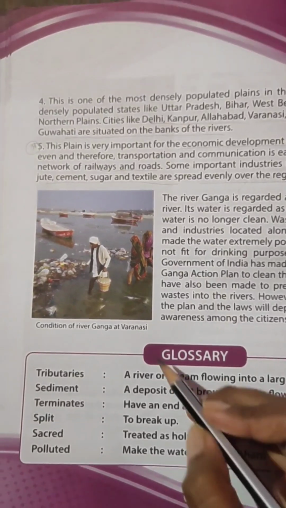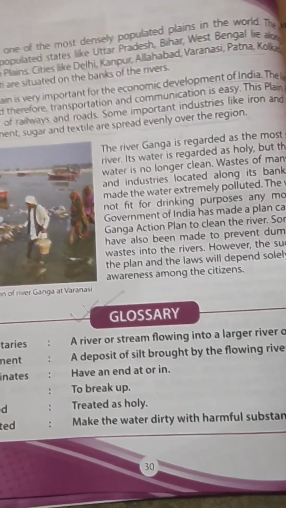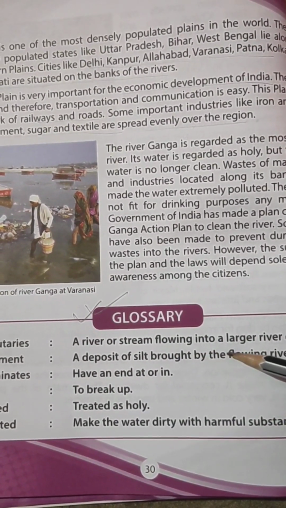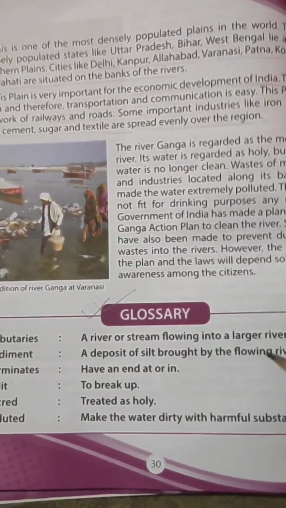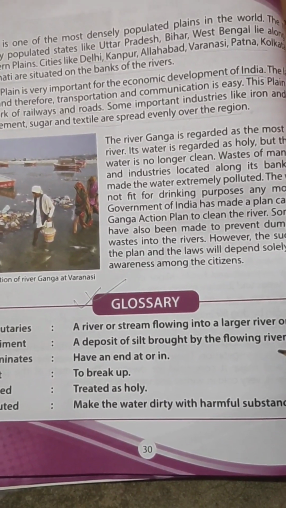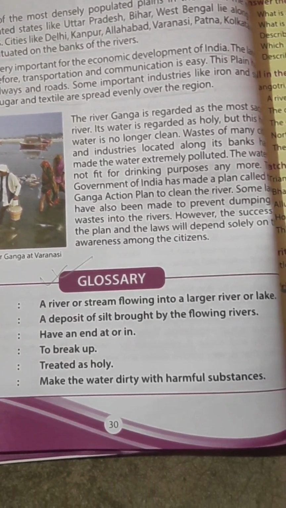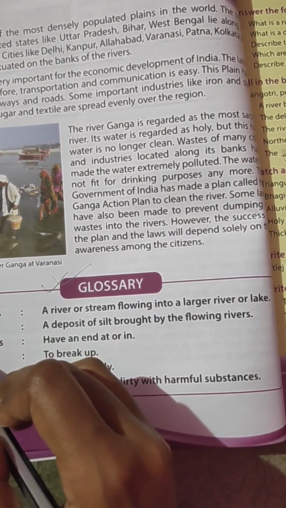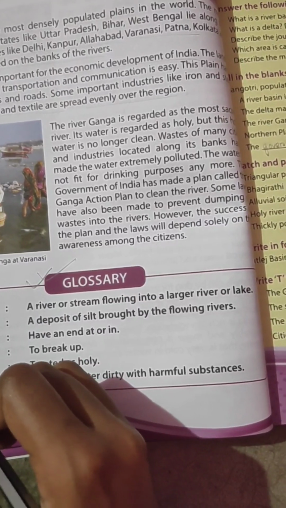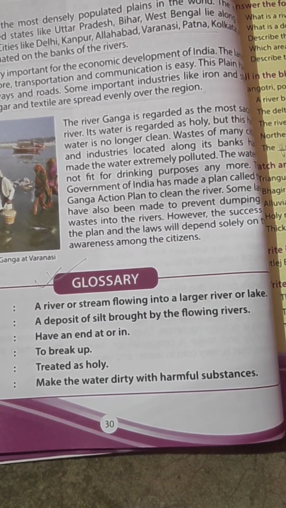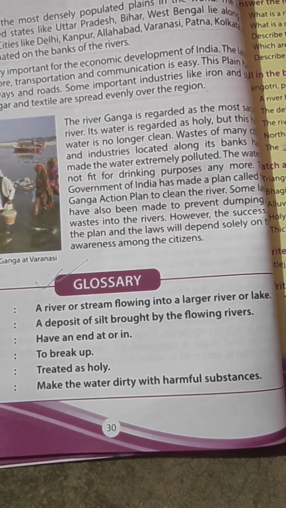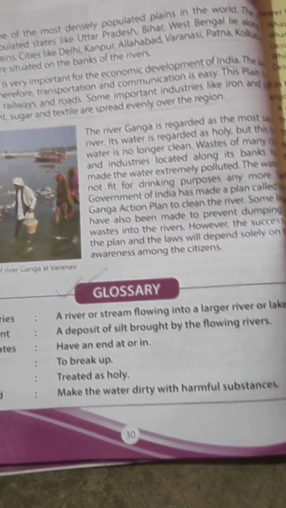Now, what are tributaries? A river or a stream flowing into a larger river or lake. Sediment, a deposit of silt brought by the flowing rivers. Okay, you have to read all of this. Terminates, splayed, sacred, polluted.